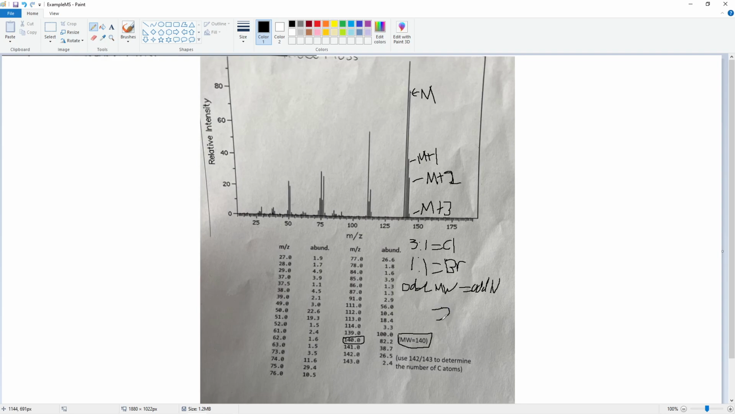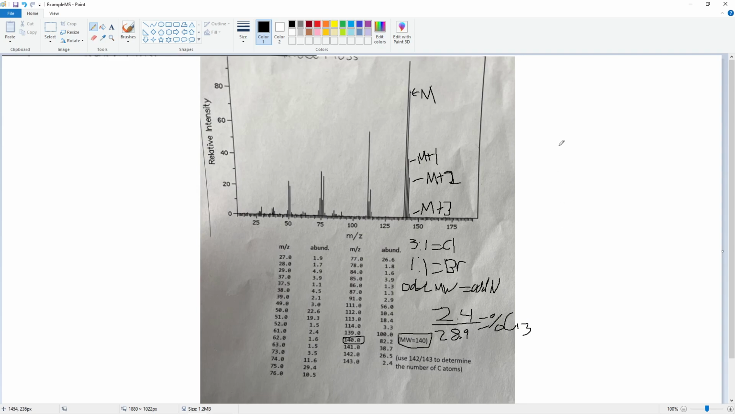So you have 2.4. And you're going to divide that by the M+1 plus the molecular ion peak. So 2.4 plus 26.5 is 28.9. Okay, and then once you do that, that is going to tell you the percentage of heavy C. So percent C13.